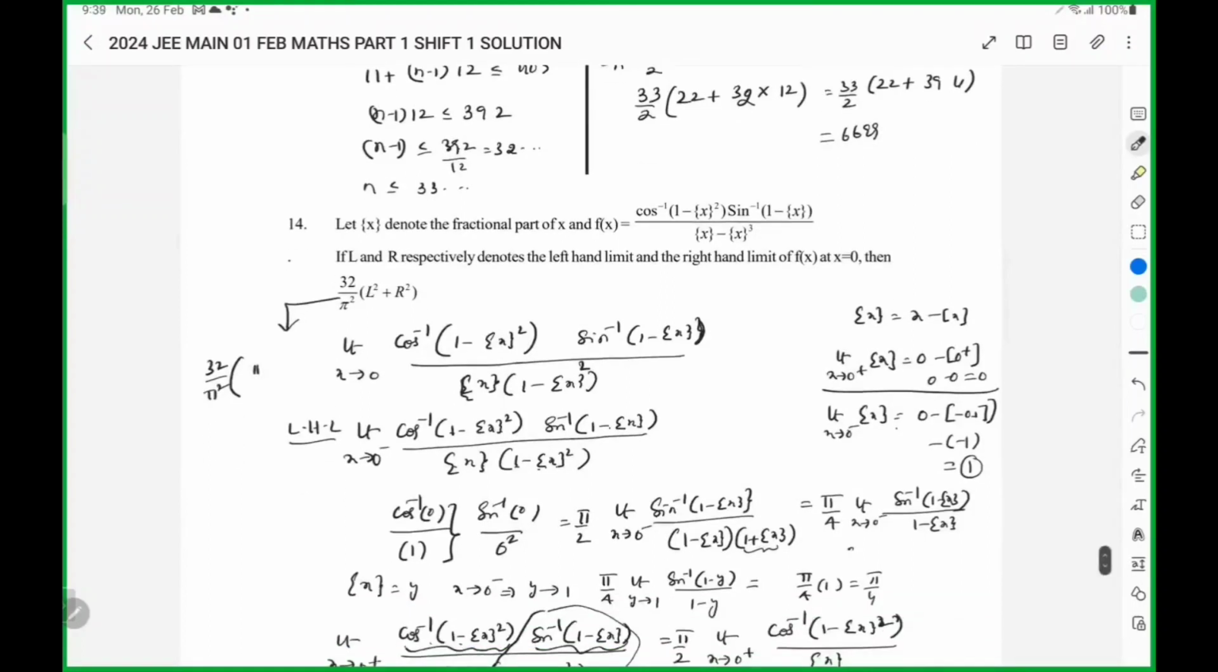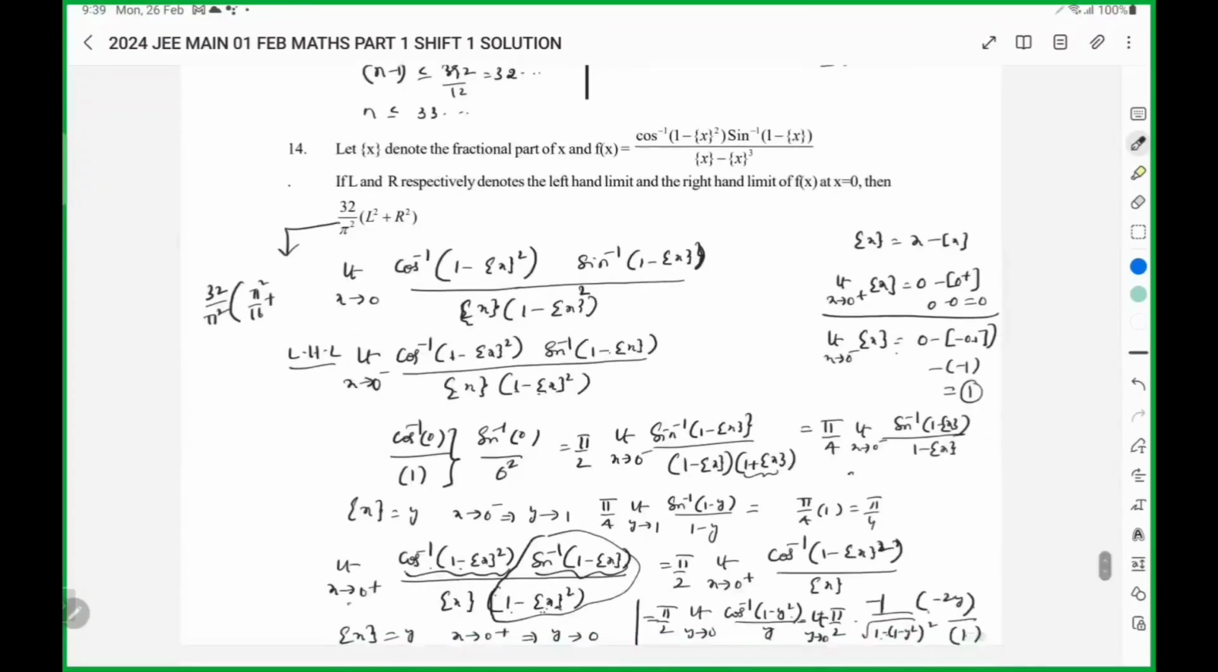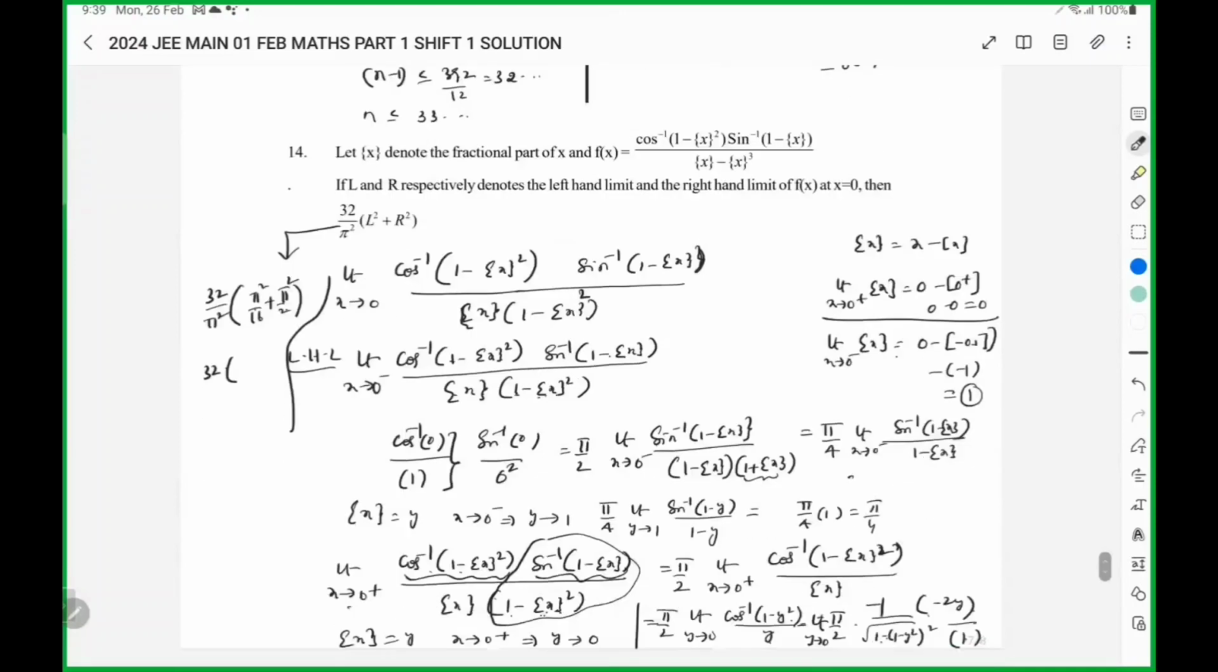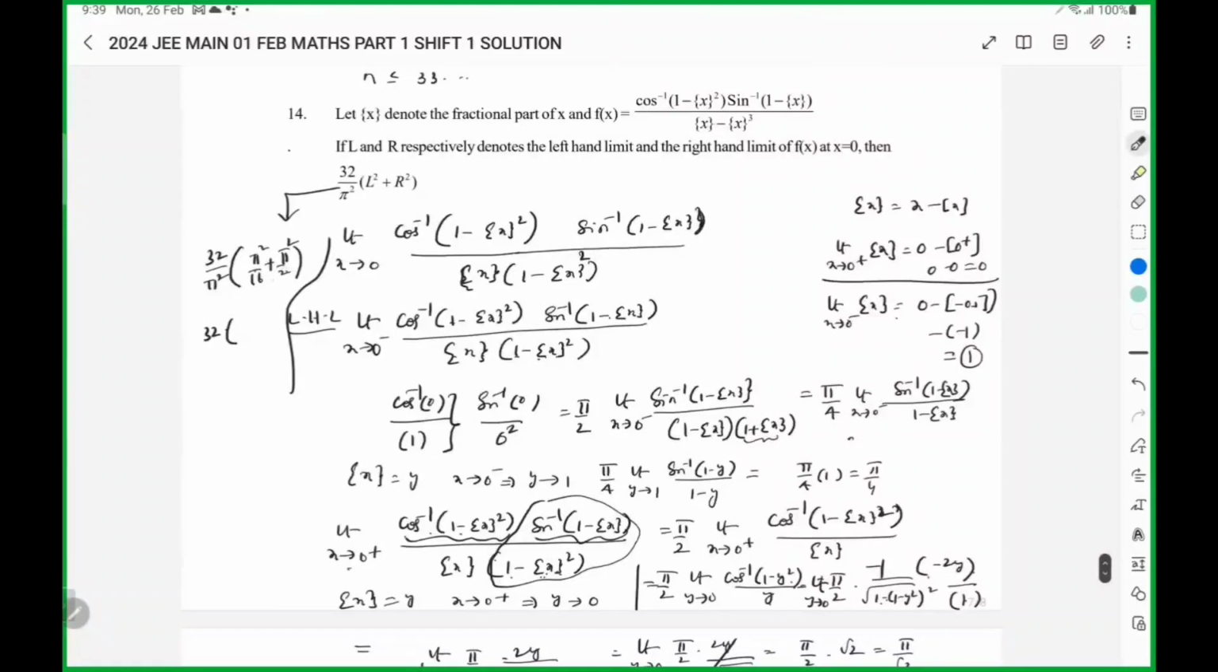Finally, here it comes up 32 by pi square. The left limit we got is pi by 4. In the right limit we got pi by root 2. So 32 by pi square into the sum, pi by 4 plus pi by root 2, giving 9 pi square by 16. After simplification we get 18.